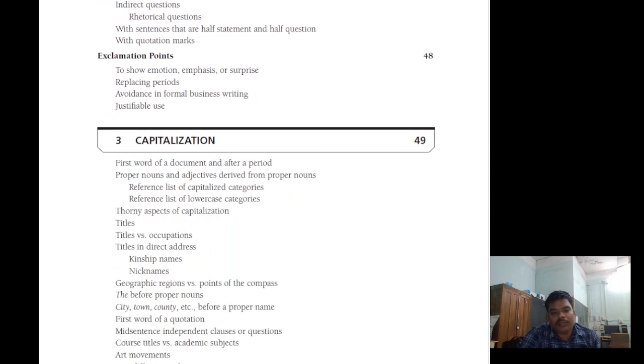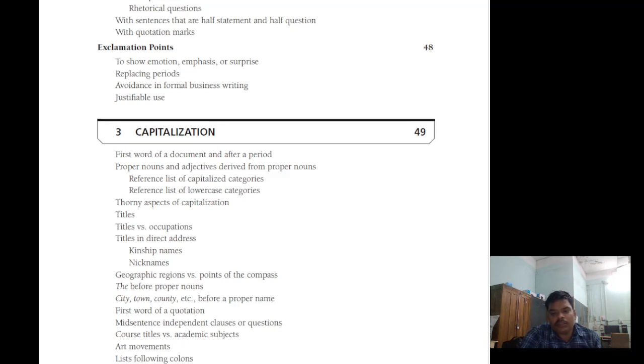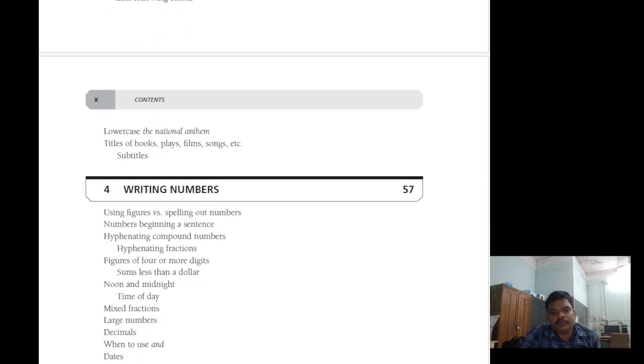Next is capitalization. When we will put the capitalization in the sentences: first word of a document and after a period, proper nouns and adjectives derived from proper nouns, title, title versus occupation, titles in direct address, geographic region versus point of compass, city, town, country, etc. before a proper noun. So all these things we will cover in detail.